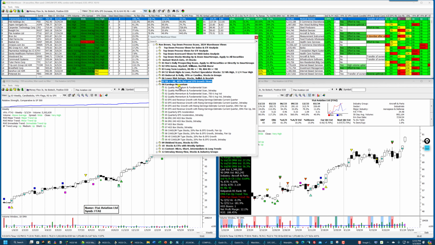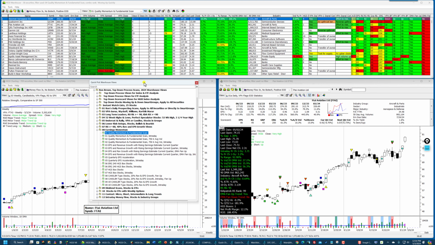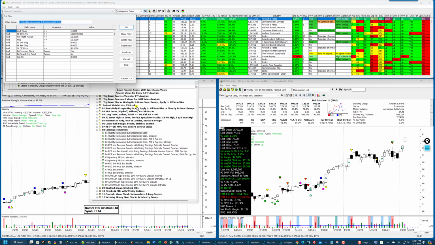Now, I have a whole bunch of scans. Well, I have 9, both end of day and intraday, here under the earnings momentum. Now here's one I call quality momentum and fundamental scan. And what do I mean by that? Well, let's take a look at the filter. It's a pretty simple filter.